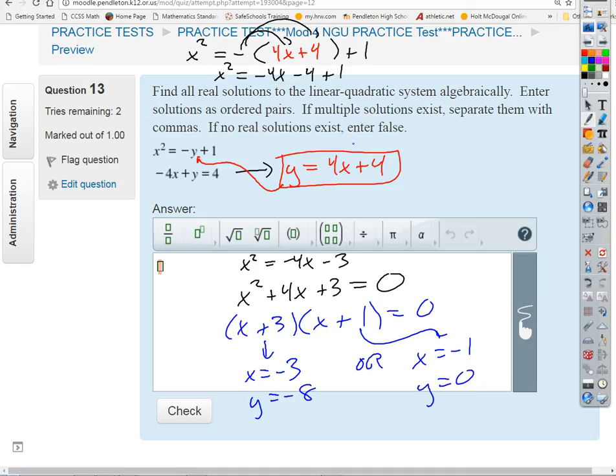So then all I've got to do is just put those in parentheses. So I got negative 3, comma, negative 8, and negative 1, 0. Right? Got to put them in the right order, x first, then y.